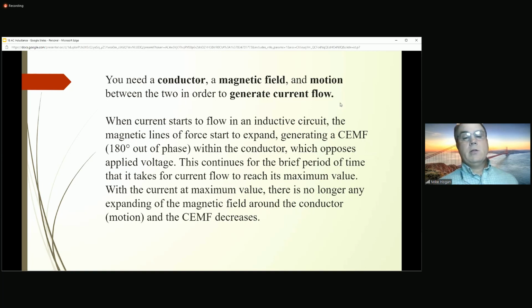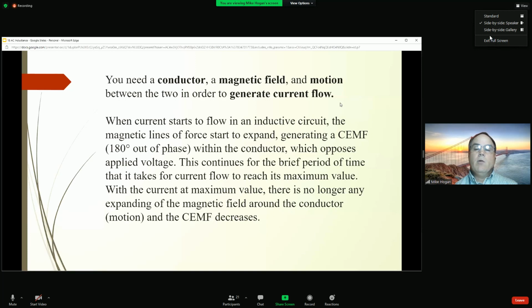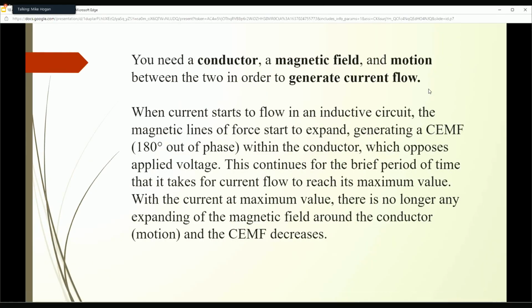Okay, so this is talking a little bit about some things that I've already mentioned. In order for you to have this phenomenon, you need a conductor and a magnetic field, and if you have motion between the two, then it generates current, right? Motion between the two means I'm either moving the conductor or moving the magnetic field. With the counter EMF, that magnetic field begins to move. When current starts to flow in an inductive circuit, the magnetic lines of force start to expand. And when we first get current, remember that the inductor opposes the change in current flow. So if it's sitting there at no current and then I begin to get current, it opposes that change, and you begin to get that expansion of the magnetic field.